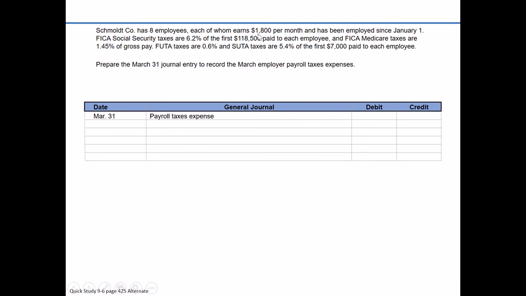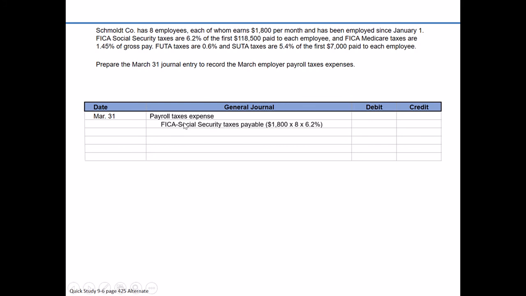It says each employee earns $1,800 per month, and this is related to March. If we take 1,800 times 3 months, January, February, March, that's only $5,400. That's much less than the limit we have listed here. So we're going to take that percentage times the actual wages, not times the limit, since the limit is much higher. So let's start building our journal entry.